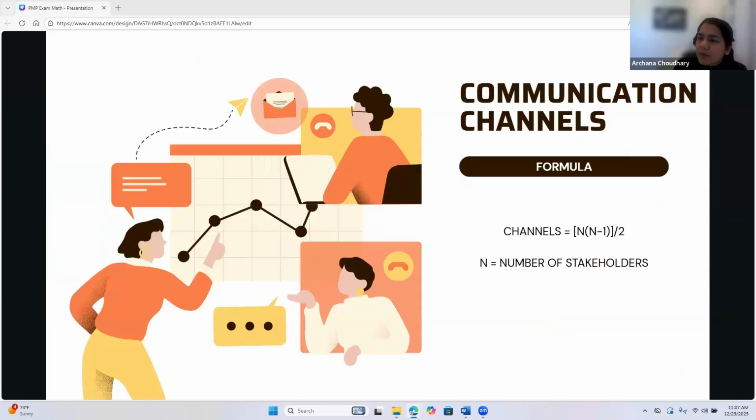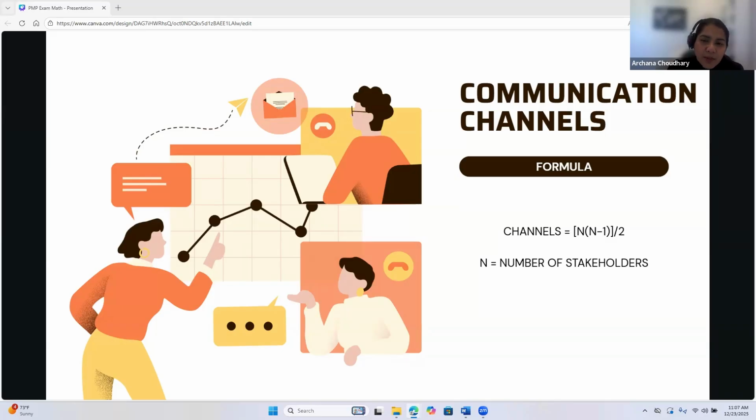Absolutely. I totally agree with Palak here. PMP Math is a little simpler as compared to what we actually think. It's more about learning and understanding the basics, and not overthinking this. So we'll start with the communication channels. The basic and simplest formula here is channels = n(n-1)/2, where n is the number of stakeholders.